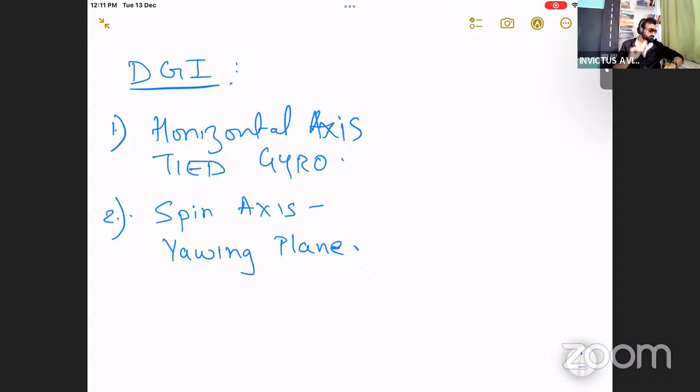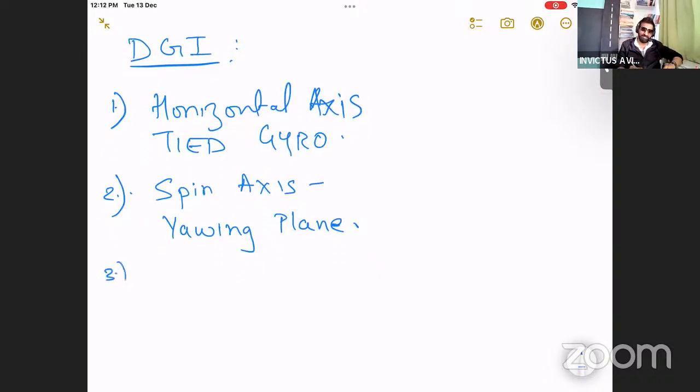Number 3, limits. What are the limits of measurement of a DGI? Can my DGI give me accurate readings in all orientations? Well, when I'm pitching, my DGI can give me accurate readings up to 85 degrees. What is 85 degrees? This is 0. This is 90. So this is 85 pitch attitude. 0, negative 85. 0, positive 85. This is pitch up. Got it?